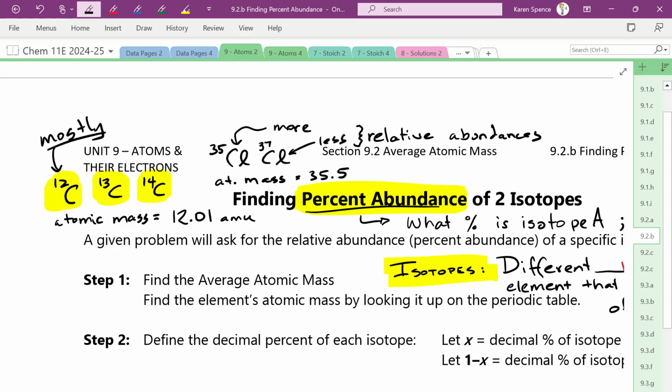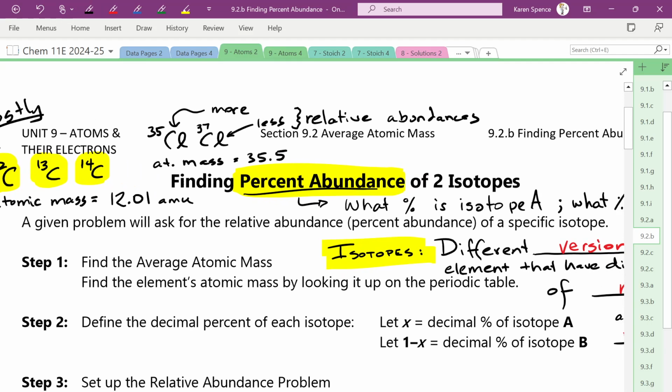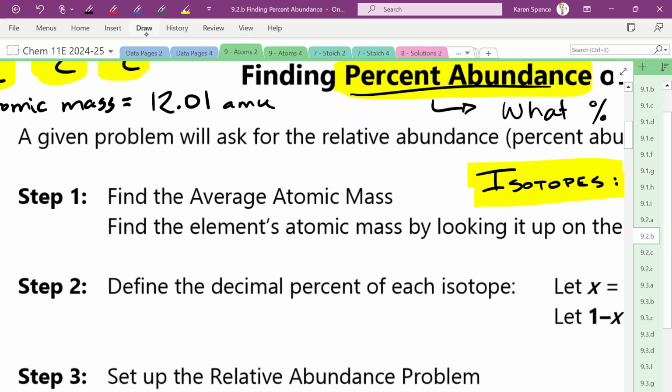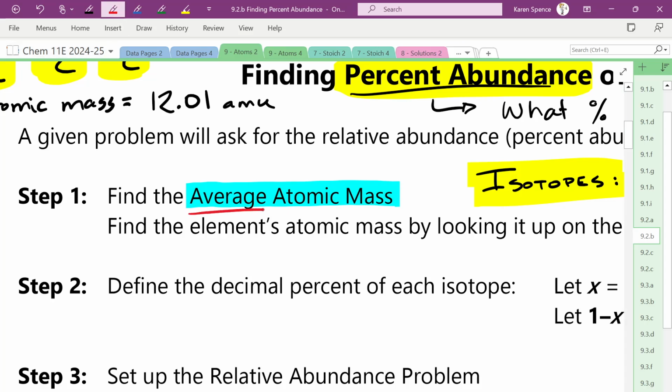So what we're going to do today is not just say this one has more, this one has less. We're going to actually be finding the actual percentages. Okay? So we're going to say, based on the average atomic mass, and where would we find the average atomic mass? That is on the periodic table.